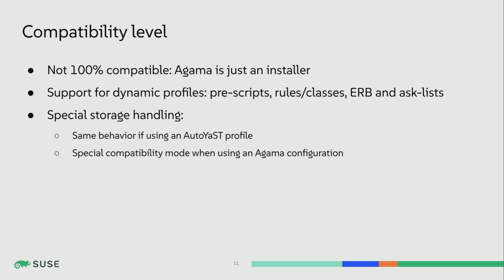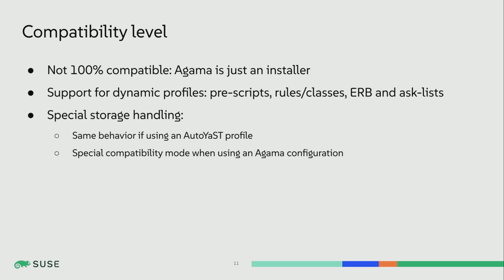And that's something that was concerning for us. And the other one was how to handle storage. About the first one, about dynamic profiles, I have good news. We are basically using pretty much the same code that AutoYaST does. As Anchor said, there are many parts of YaST that are still there in Agama.